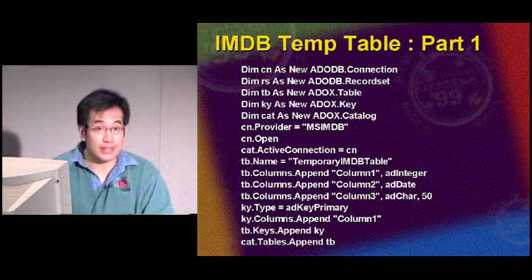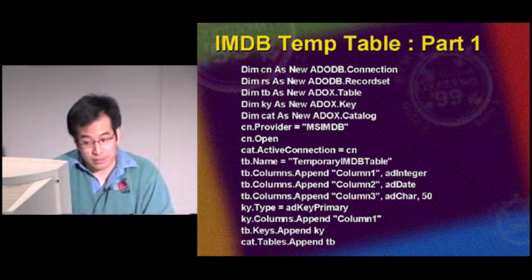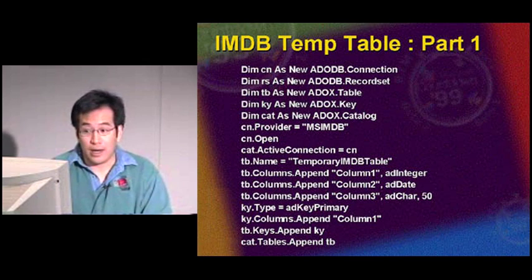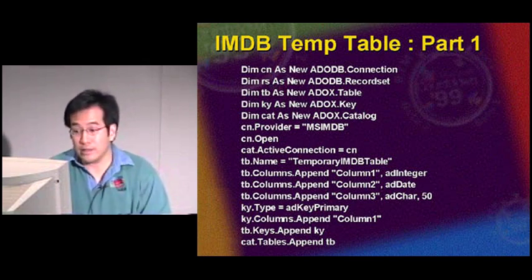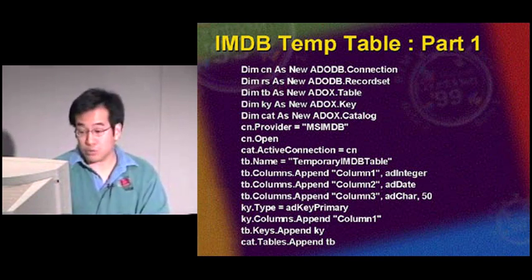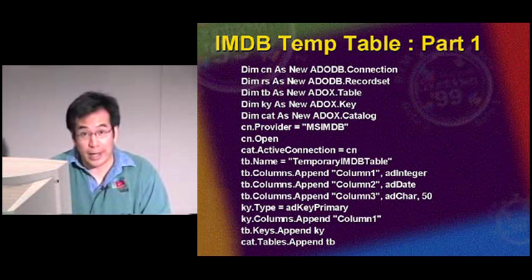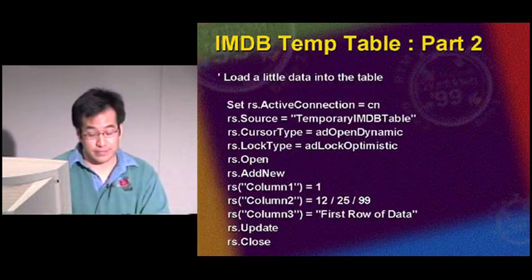We append that key object into the keys collection of the table object, and then we take that table object and append that to the tables collection of the catalog object CAT that we declared up as an ADOX.Catalog object. And that is all that is required in order to create a temporary table called temporary IMDb table into the IMDb cache, load it with 3 columns, and place an index on it.